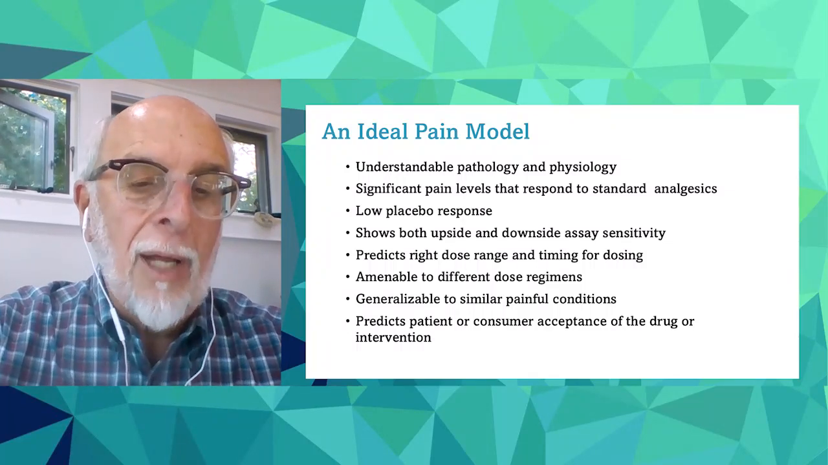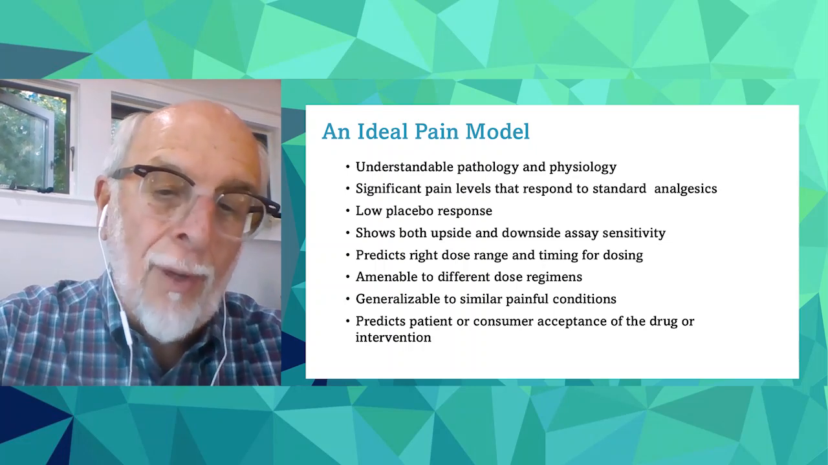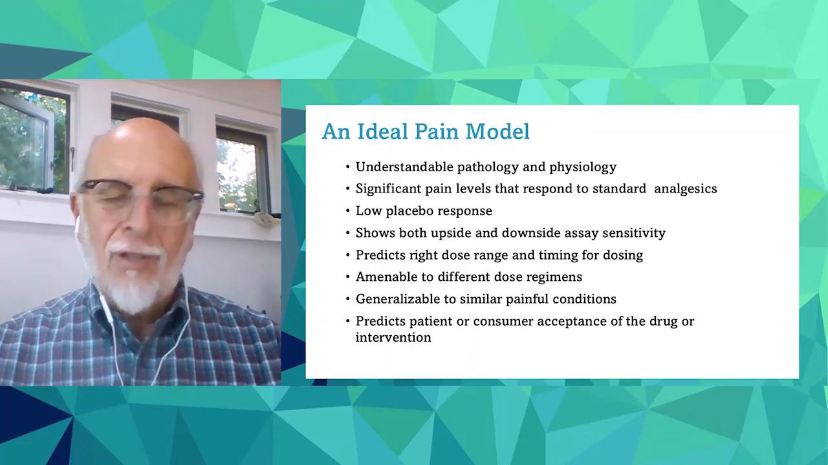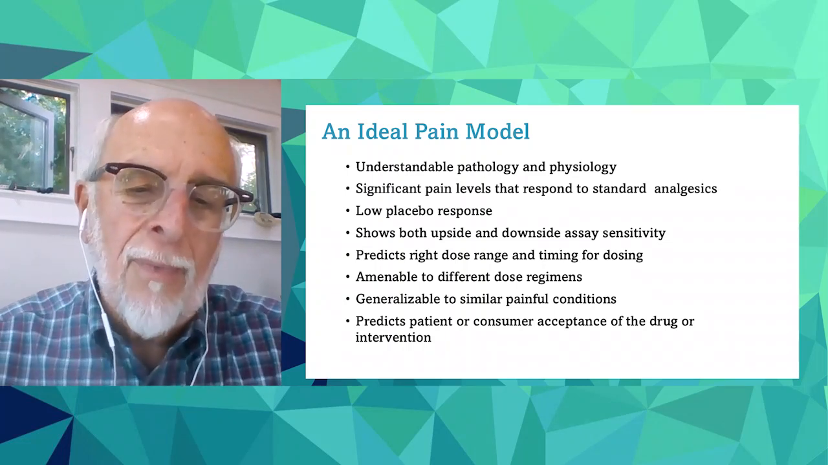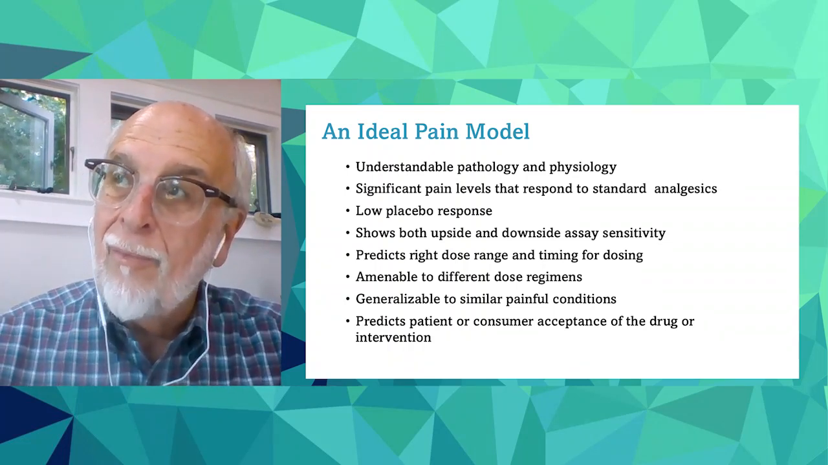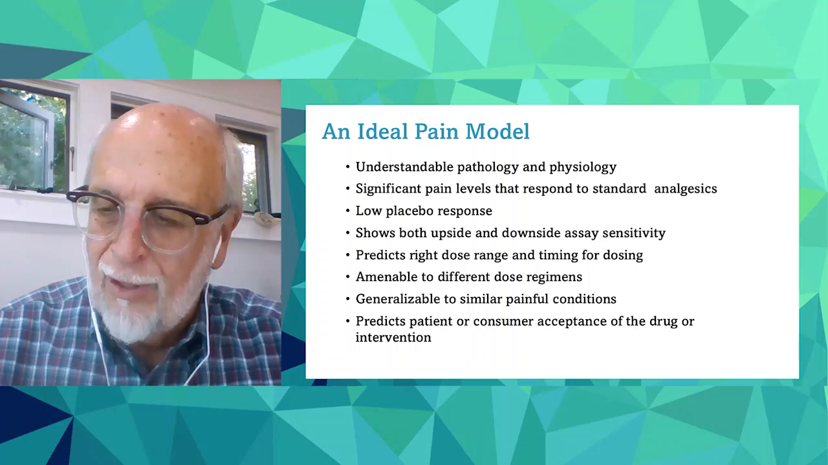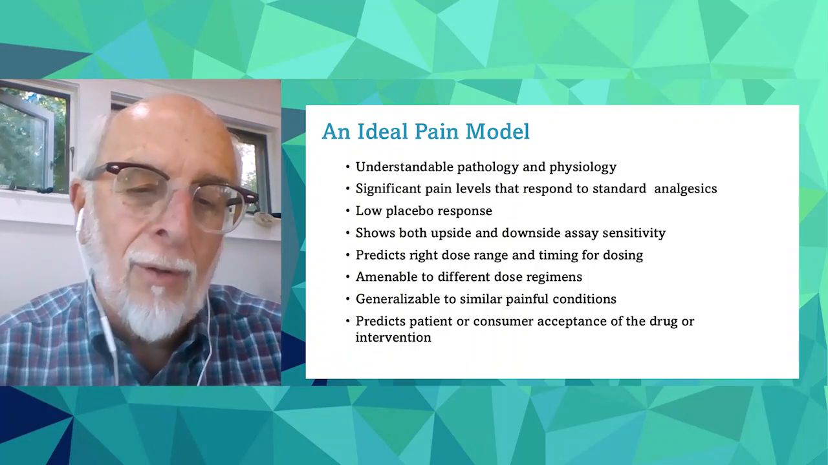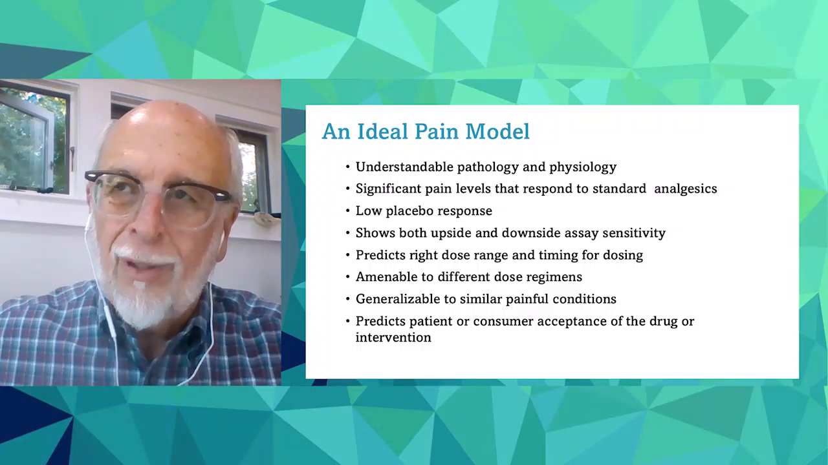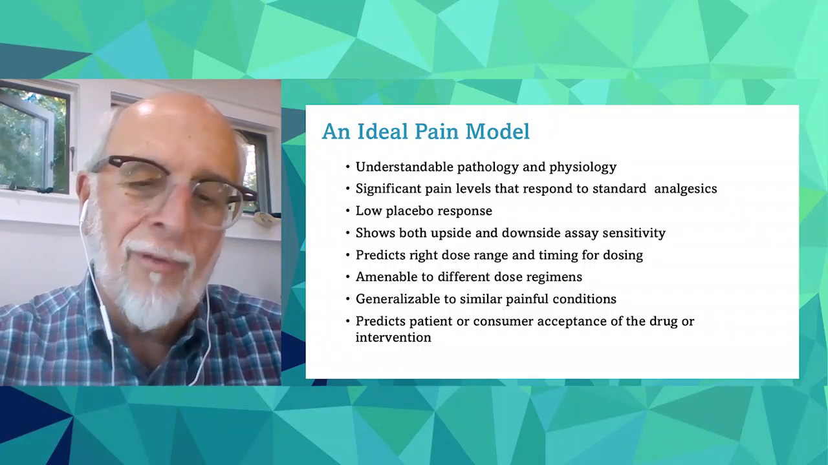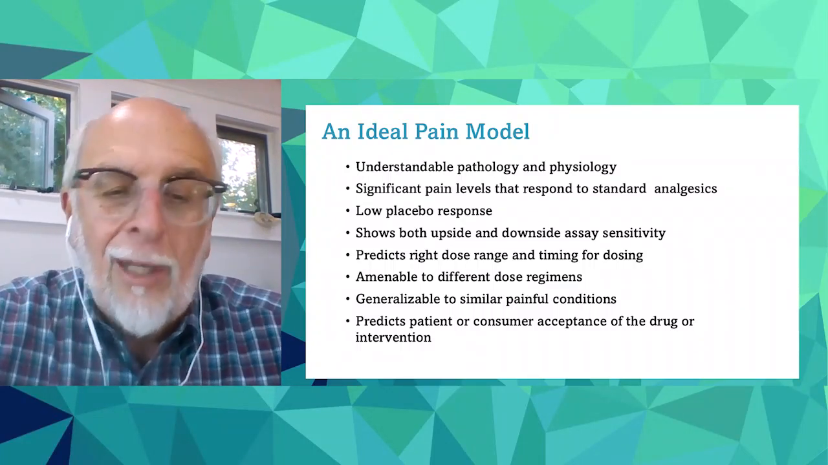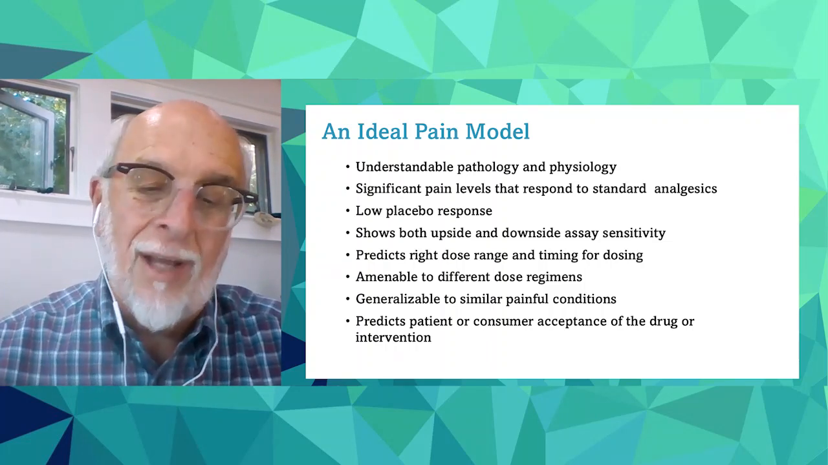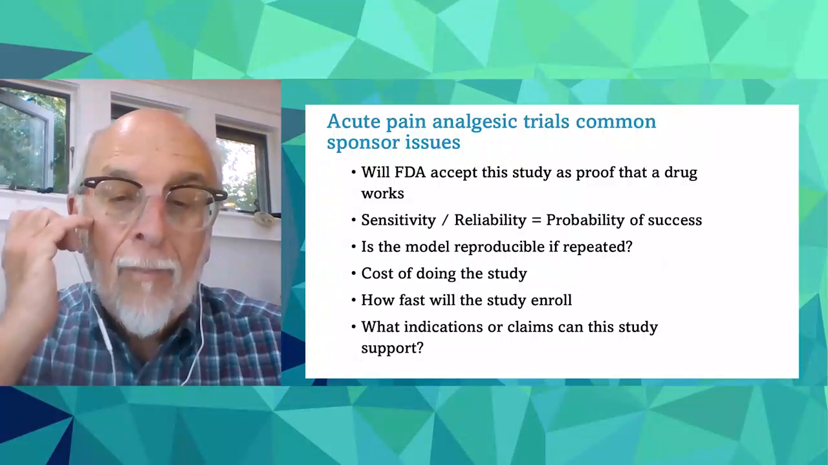Then again, we'd like to be able to predict what's the right dose range for any given set of drugs. We'd like it to be amenable to oral drugs, injectable drugs, topical drugs. And in particular for regulatories, you'd like to be able to have a generalizable claim that can be made, or that the results will carry across multiple different forms of acute pain. And finally, you'd like to get some sense as to whether consumers or patients will accept it, and how they'll rate the drug.